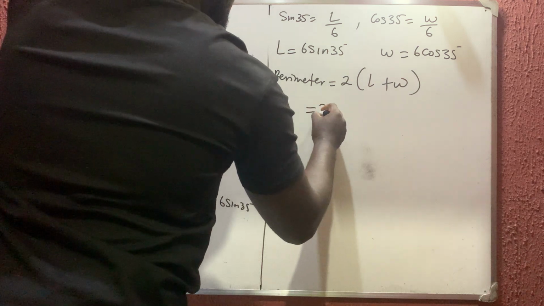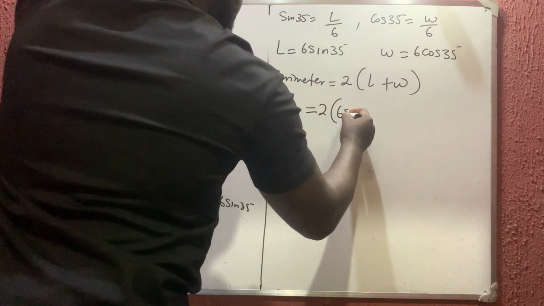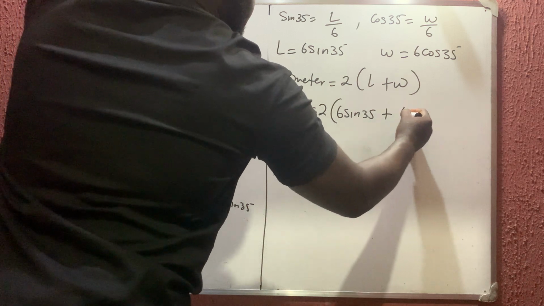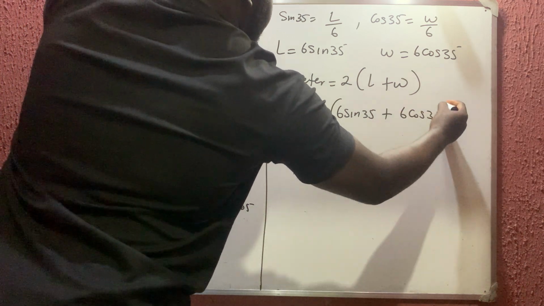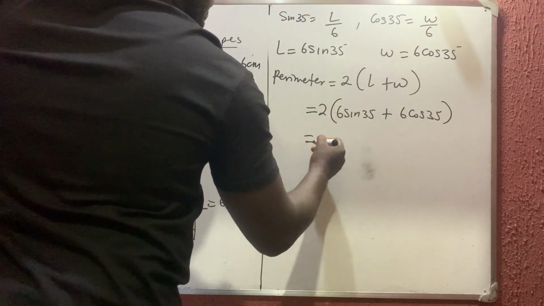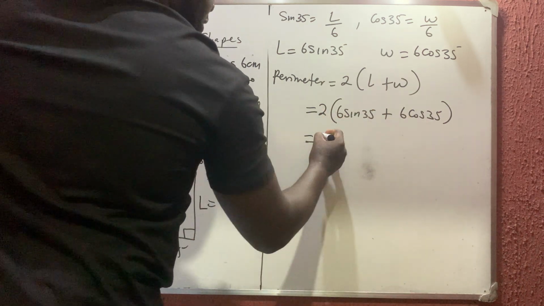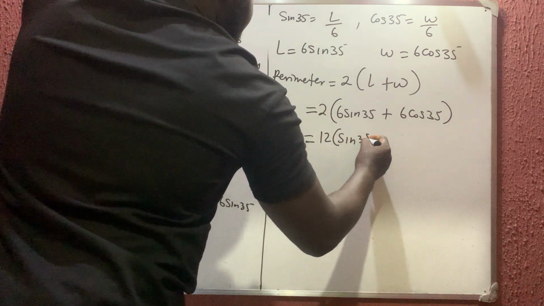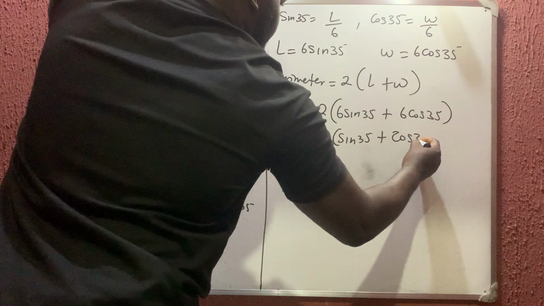So this will now be what? 2 in bracket of what? 6 sine 35 plus 6 cos 35. Okay, so 6 is common. If you decide to bring it out, if you like, but if not, just evaluate the inside. So 6 coming out gives you 12 in bracket of sine 35 plus cos 35.